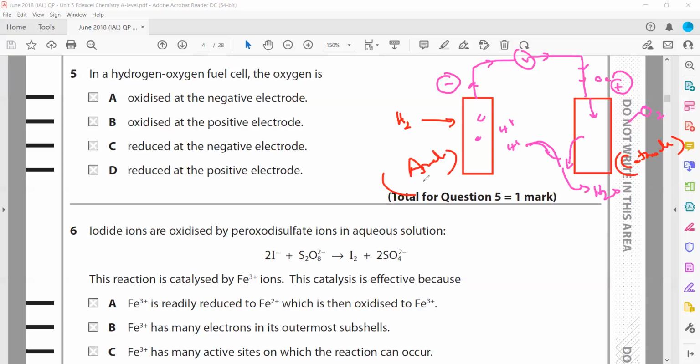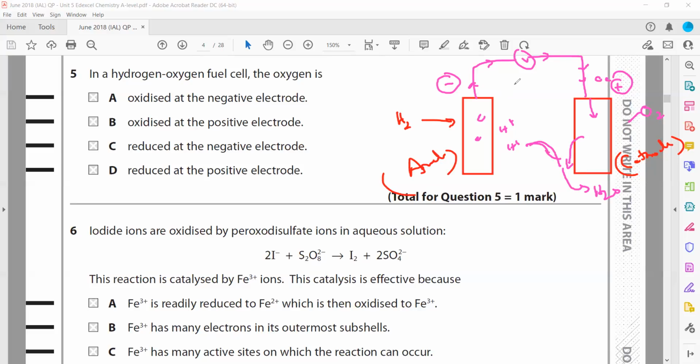Students normally get confused: what you have studied in electrolysis is that the negative electrode is the cathode and the positive electrode is the anode. But in a cell, it is opposite. In a chemical cell, the positive electrode is the cathode, because anode and cathode refer to reduction and oxidation. Reduction always happens at the cathode and oxidation happens at the anode.